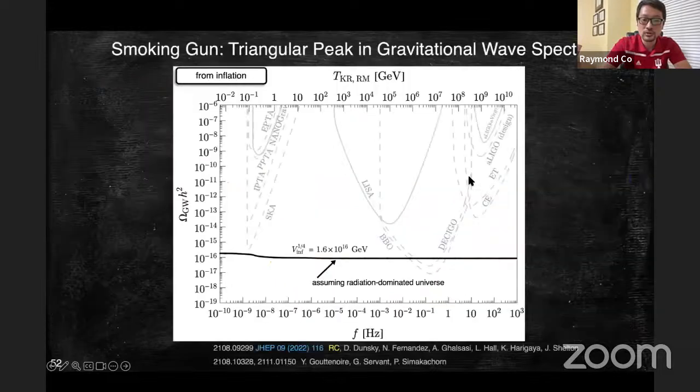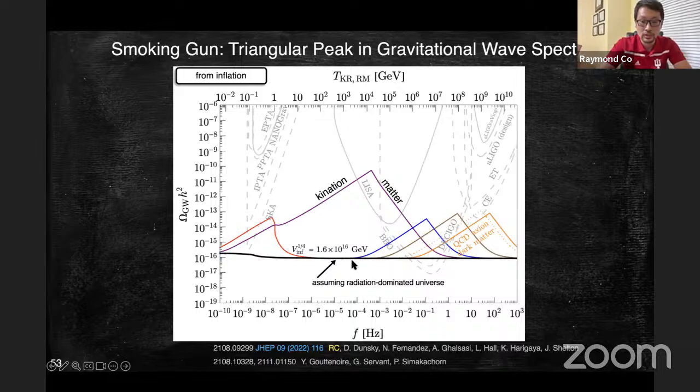So let me just show you, for example, the gravitational wave spectrum. This is the standard prediction for primordial gravitational waves from inflation with only a radiation-dominated era. But with our cosmology, because of the matter and kination domination, we actually get an enhanced gravitational wave spectrum. So this would allow gravitational waves to be more easily detectable.